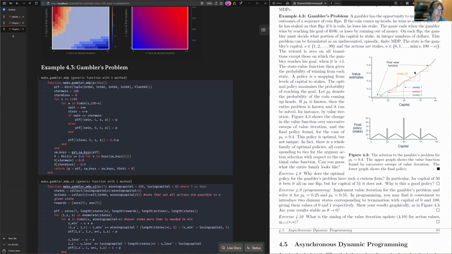So this curve at the top shows the value function for probability of heads of 0.4. So, right, this is a coin biased against us. Now, the closer we are to the winning capital, the higher the value, which is not too surprising. And then it just decreases as we get further away.